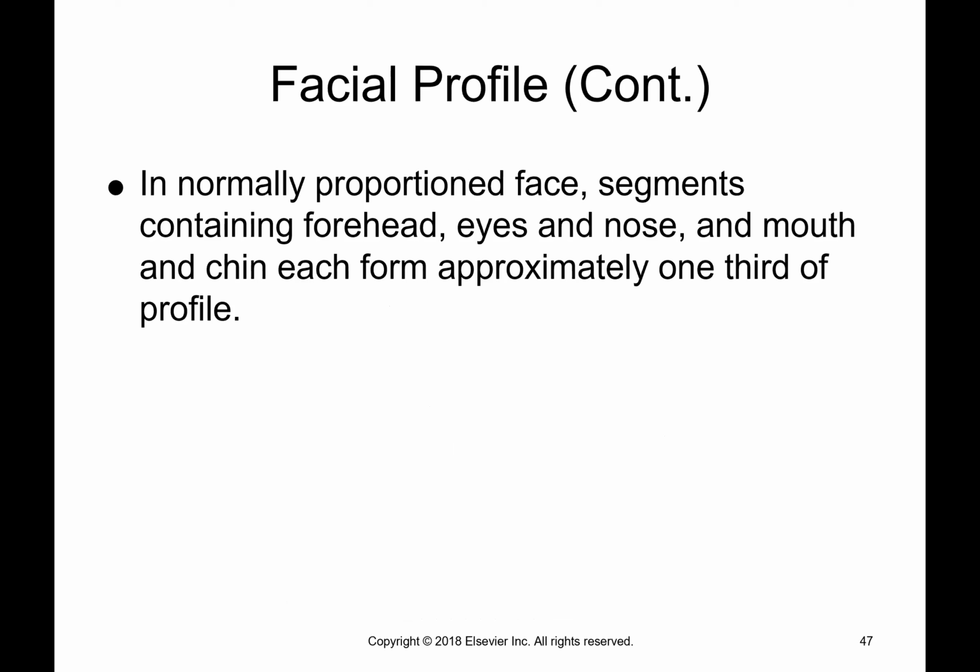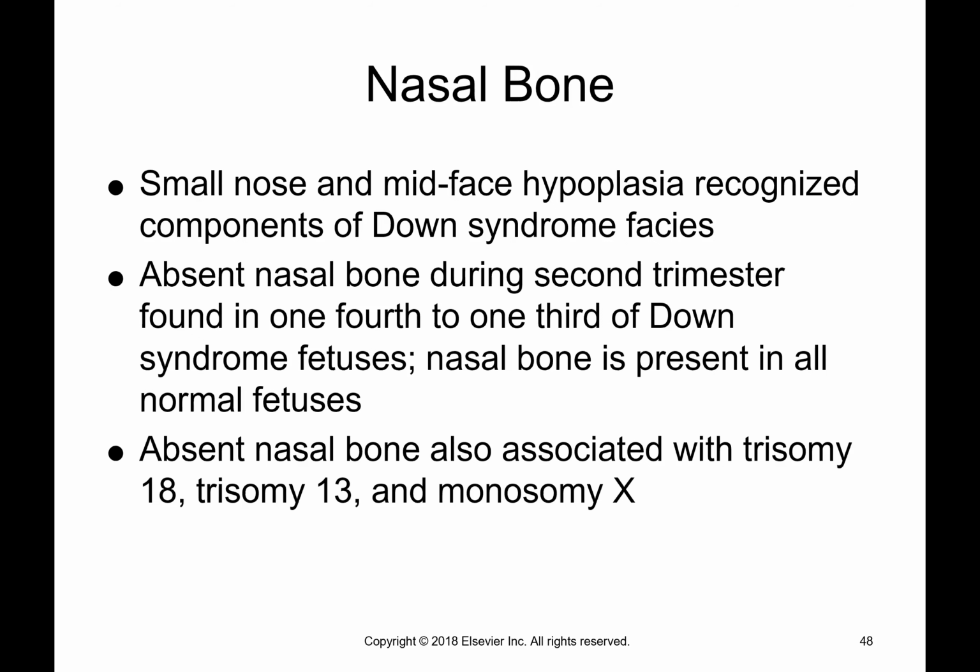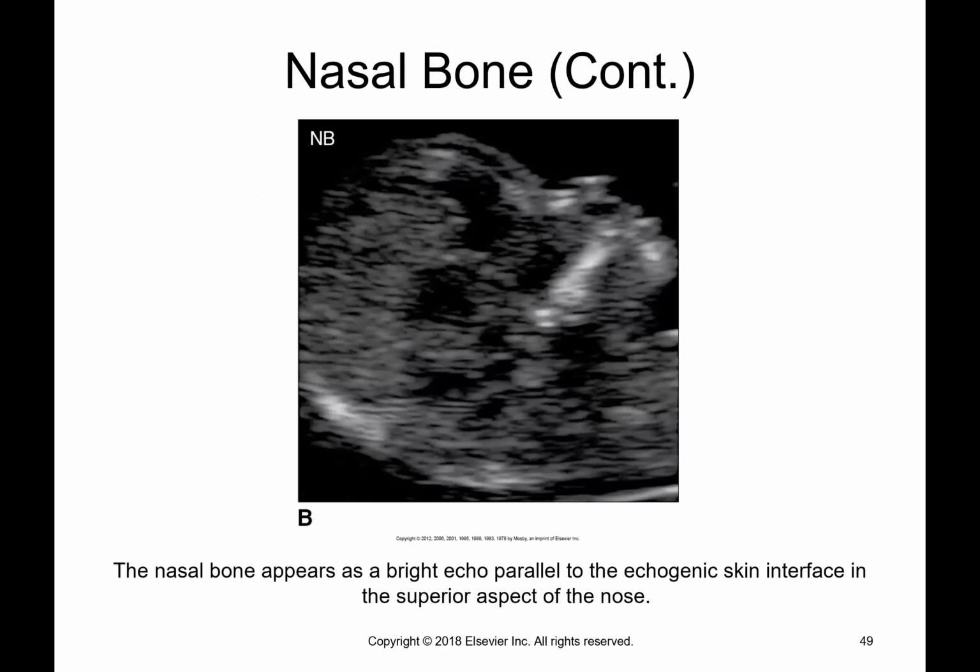Normally proportioned faces have segments containing forehead, eyes, nose and mouth, and chin, each approximately 1/3 of the profile. Small nose or mid-face hypoplasia, where the nose and the mouth are pretty close together, are components of Down syndrome. An absent nasal bone during the second trimester is found in 1/4 to 1/3 of Down syndrome fetuses. The nasal bone is this little echogenic area right here, right by the nose.